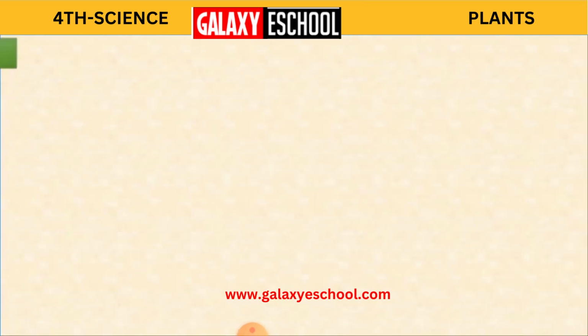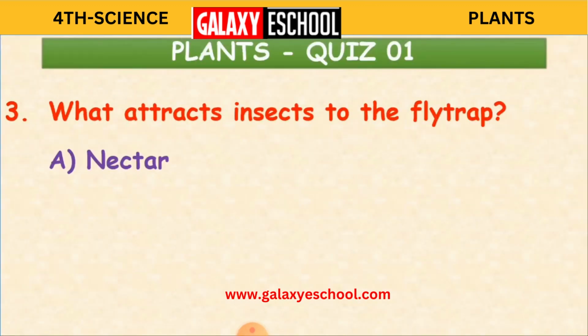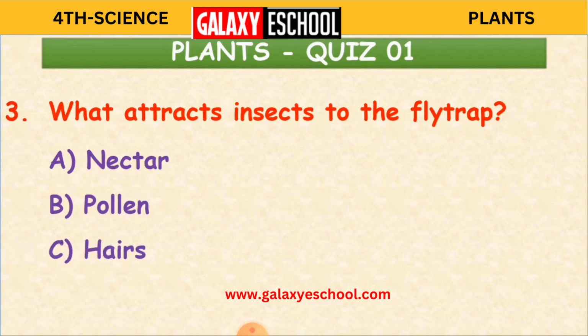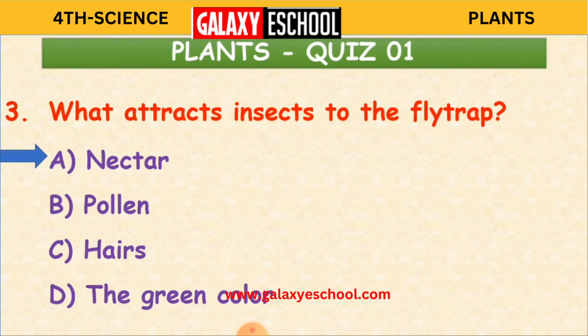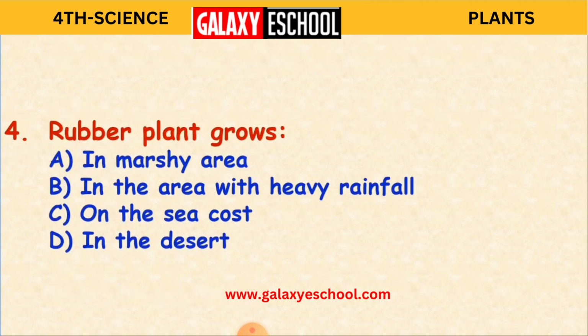So they are able to grow in such type of areas. Okay. And the third question, what attracts insects to the fly trap? Nectar, pollen, hairs, or the green color. What attracts them, children? A, that is nectar. Clear?